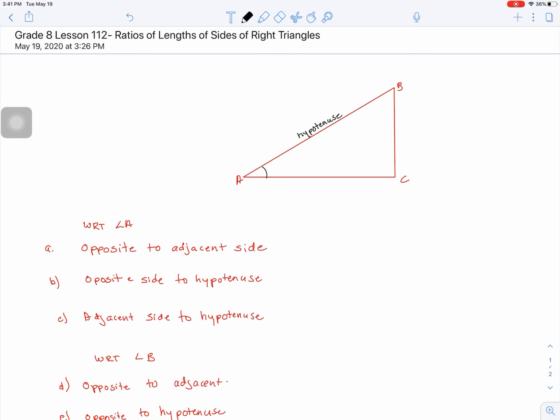So in your books on lesson 112, page 739, in your practice set, it asks about ratios with respect to A and then to figure them out as a decimal. A little bit of a different concept to work with, but the adjacent one will fall on the line of that angle. So this is the adjacent side in this example, and this is the opposite side. Okay, so we're looking at opposite side to adjacent side.